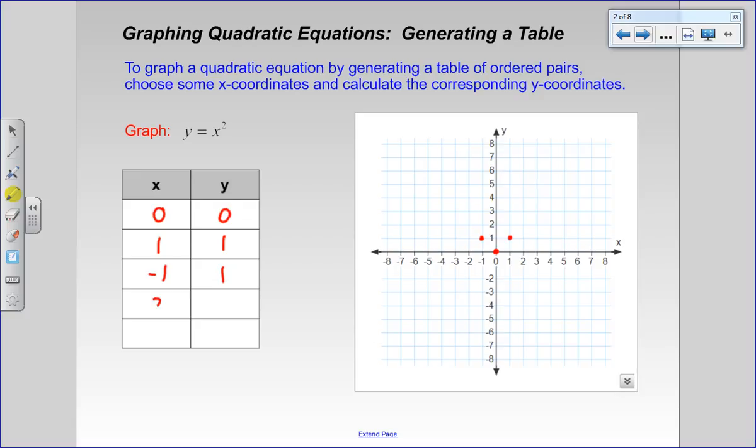If we let x equal 2, y equals 2 squared, which is 4. So we can plot the point (2, 4). And finally, if we let x equal -2, -2 squared is also positive 4. So we'll plot that point (-2, 4). And now we can see the parabola beginning to take shape. If we connect these points to make a smooth curve, we obtain the graph of our parabola. Note that the vertex of this parabola is the origin, (0, 0), and the axis of symmetry is the y-axis.